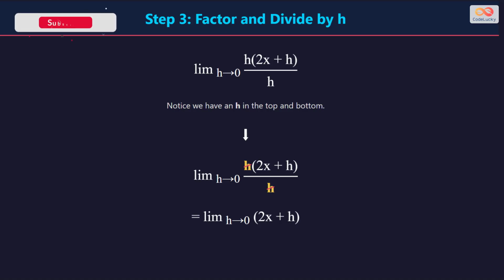Step 3, we now have an h in every term of the numerator. Factor out that h. This allows us to cancel it with the h in the denominator. This is the crucial step that removes the division by zero problem. We are left with just the limit of 2x plus h.